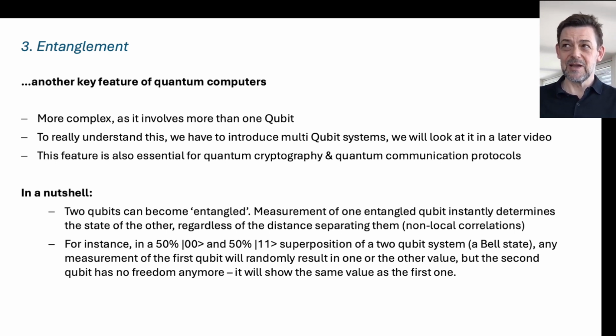2 qubits can become entangled, i.e., they will not just have the same superposition afterwards, but they will also always result in correlated measurement results. For instance, in a 50% 0-0 and 50% 1-1 superposition, a Bell state, any measurement of the first qubit will randomly result in one or the other value, but the second qubit has no freedom anymore. It will show the same value as the first one.